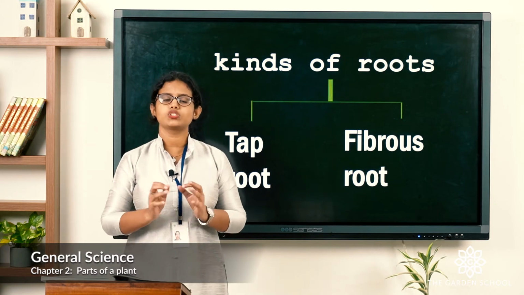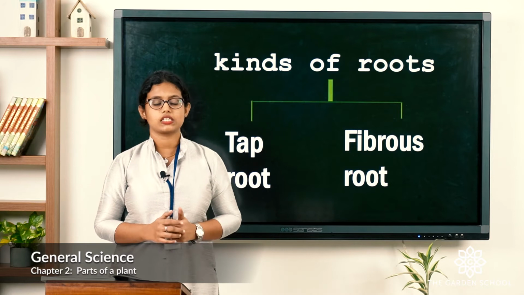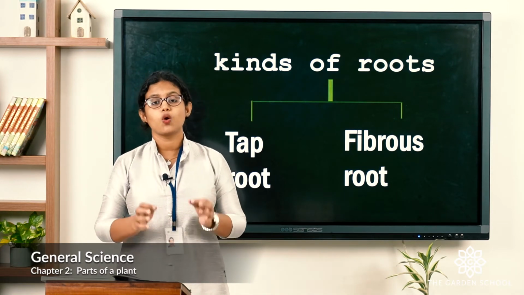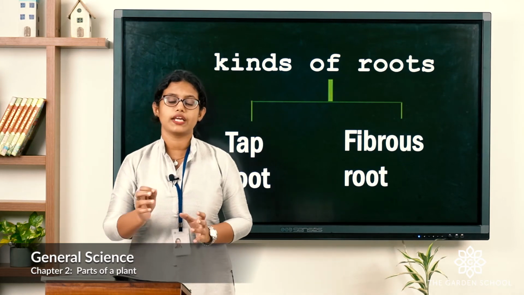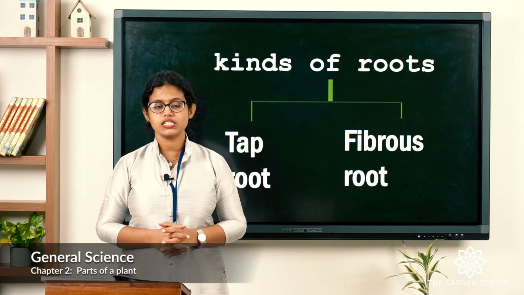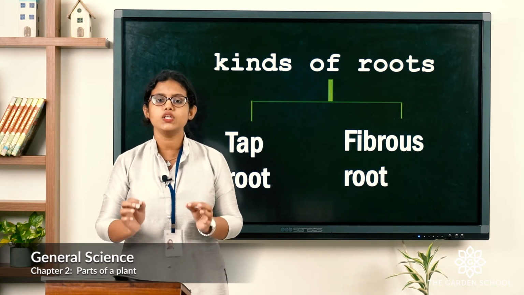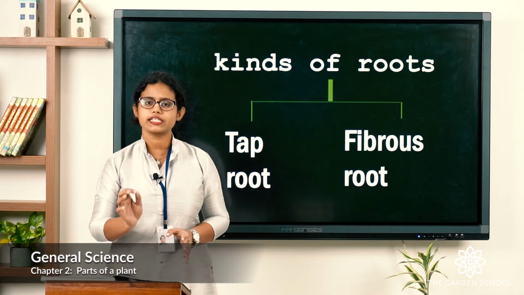There are two types of root. The first one is a taproot and the second one is the fibrous root. So let's see what a taproot is. In most plants, there is a main root. From the main root, there are fine roots growing. Such roots, we call taproot.